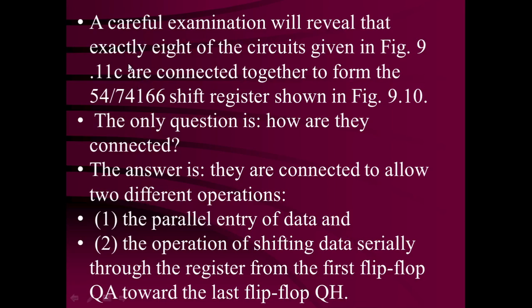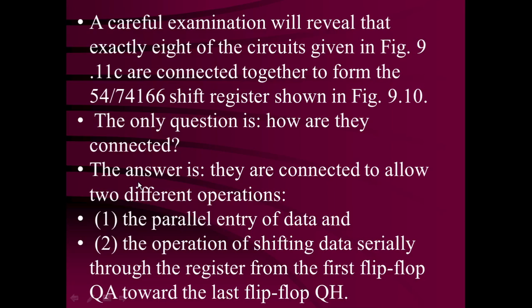A careful examination will reveal that exactly 8 of the circuits given in figure 9.11c are connected together to form the 74LS166 shift register shown in figure 9.10. The only question is how they are connected. The answer is they are connected to allow two different operations. So, these 8 circuits are interconnected with each other, forming the 74LS166 8-bit shift register, which can accept data entry in a serial fashion as well as in a parallel fashion.